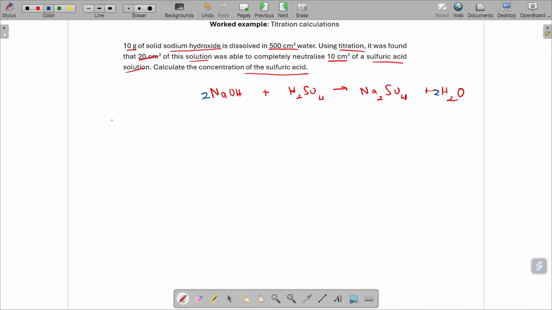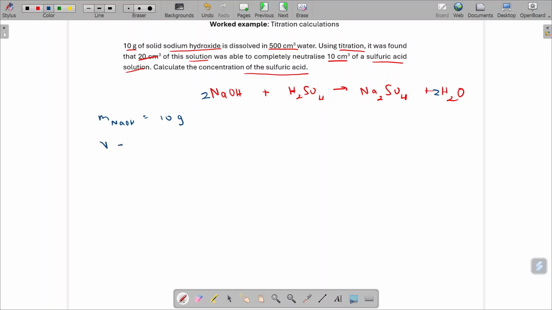The first thing to see is that we've got 10 grams of sodium hydroxide. So the mass of NaOH is 10 grams. This was dissolved in 500 cubic centimeters of water, but we can't use cubic centimeters. We must convert to cubic decimeters. So our volume is going to be 500 divided by 1,000, which is equal to 0.5 cubic decimeters.